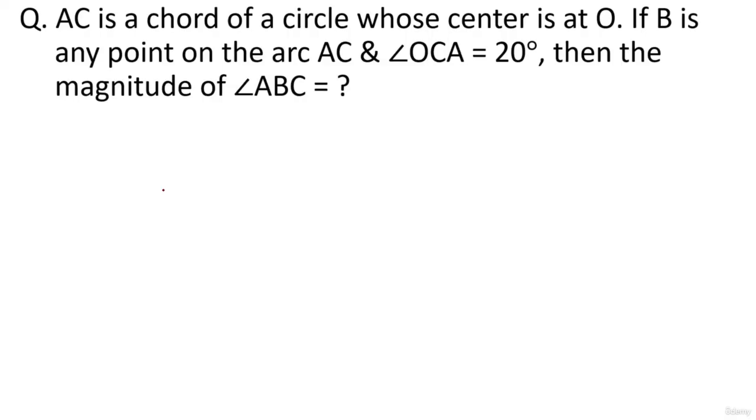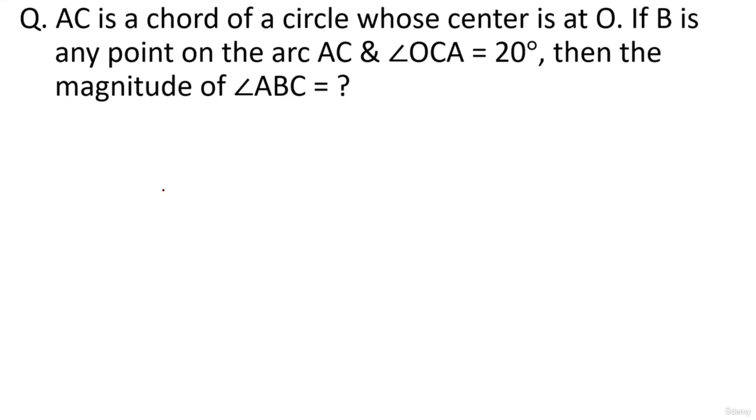AC is a chord of a circle whose center is at O. If B is any point on the arc AC and angle OCA is 20 degrees, then the magnitude of angle ABC, meaning the value of angle ABC, is how much? That's the question. You can pause the video and try it out. Then we'll discuss.